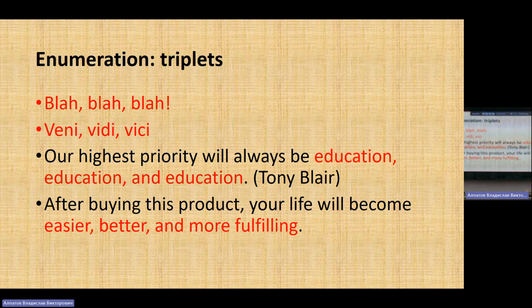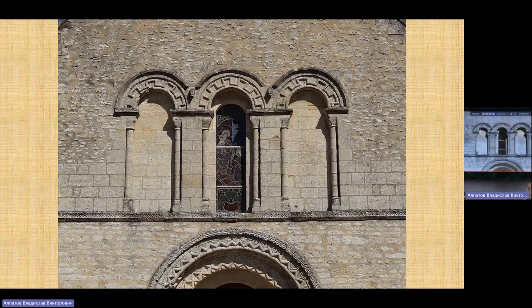It is also used in advertising. For example, after buying this product, your life will become easier, better, and more fulfilling, right? Three good things. Three good reasons to buy this product. And visually, of course, triplets are everywhere, especially in architecture, where it again gives us a completeness, stability of structure. It's symmetrical, so it is in various ways an aesthetically pleasing thing. This is a Roman triplet.